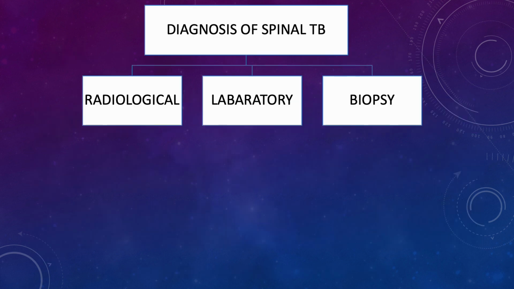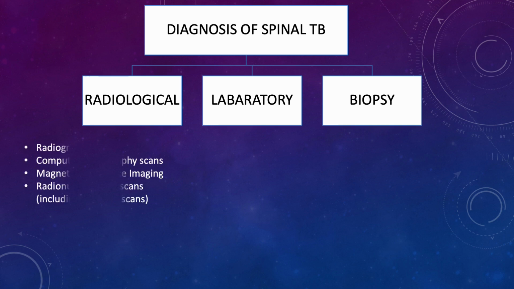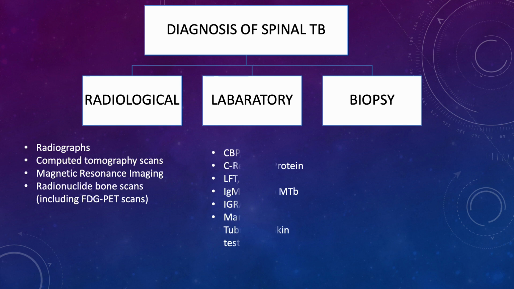Diagnosis of spinal TB includes radiological tests, laboratory tests, and biopsy. Radiological tests include plain radiographs, computed tomography scans, MRI, radionuclide bone scans, and FDG PET scans. Laboratory tests include CBP and ESR, that is complete blood picture and erythrocyte sedimentation rate, C-reactive protein, liver and kidney function tests, IgM and IgG to Mycobacterium tuberculosis, interferon gamma release assays, Mantoux and tuberculin skin test.